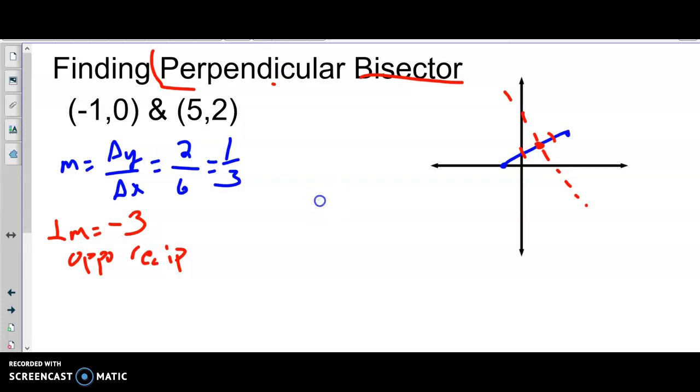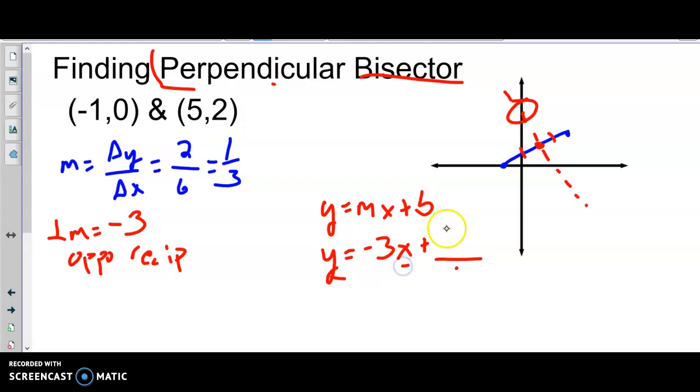So I know that my line in the form y = mx + b is going to be y = -3x plus some value for my y-intercept. If I look at my sketch, it's probably going to be up there, some positive value, greater than 5 maybe. It's a sketch, so we can't really look at it that way. But now, to figure that out, what I need is a point. To get that point, I'm going to think about the segment. I know I want it to bisect it, so I need to look for the midpoint.